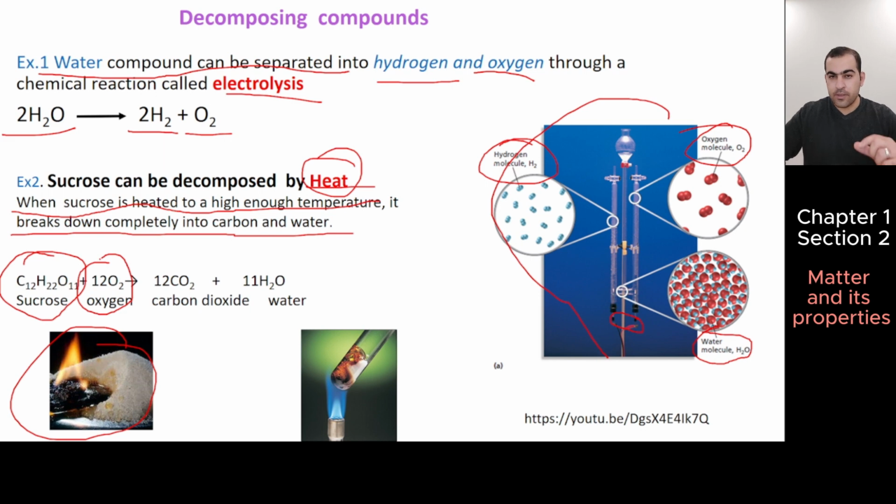Guys, when you burn something, there must be oxygen. Without oxygen, can you burn a paper if there's no air, if there's no oxygen? No, you can't burn. So when you burn something, you need oxygen and heat. So when you heat sucrose, you get carbon dioxide, carbon also you can say, and water. Okay? Here also we have.